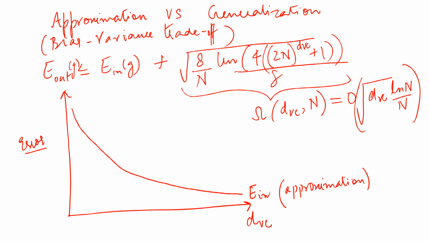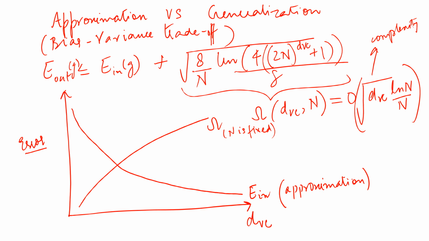Okay, how about the generalization? I know that the complexity representation is this. This is my complexity, right? If I graph it, this is what omega represents, and given n is fixed, this is my model complexity. If we combine both of them, I get something like this, such that I have some minimum value here, which I call the optimal VC dimension.